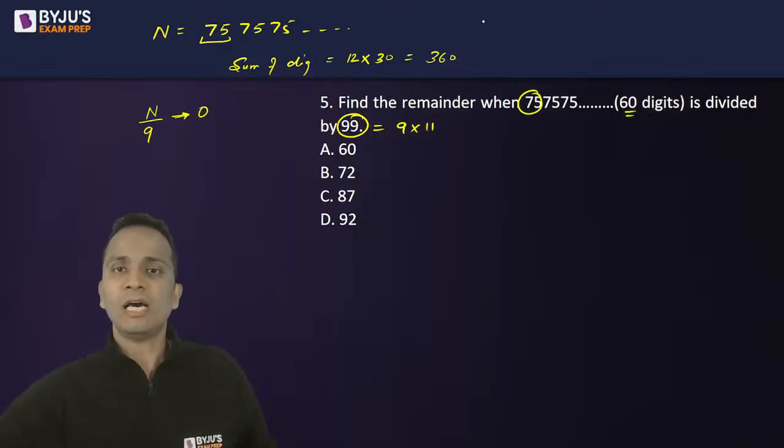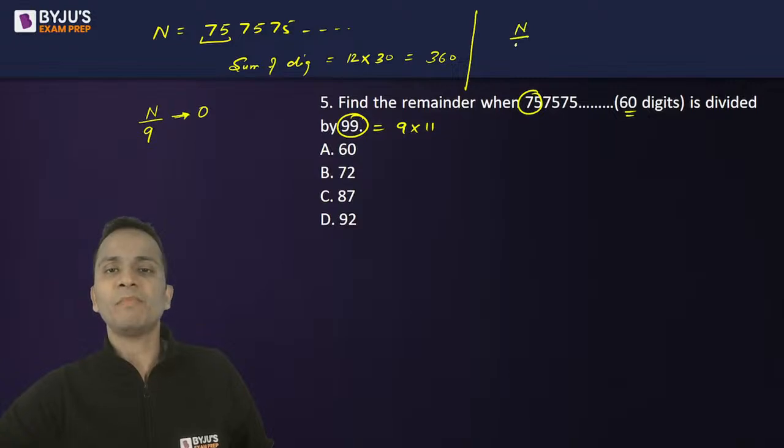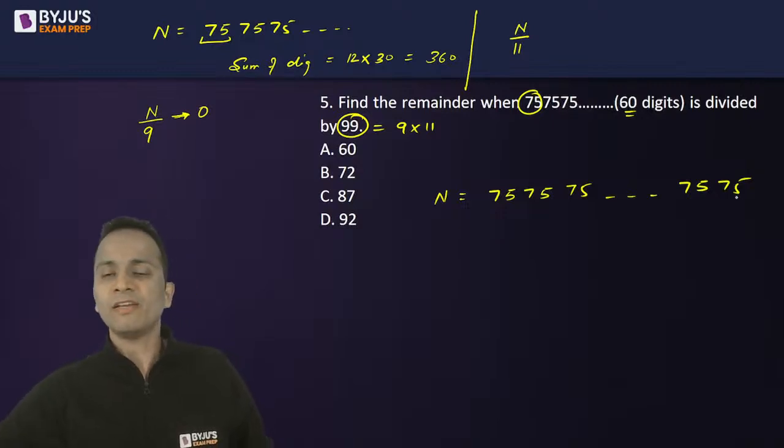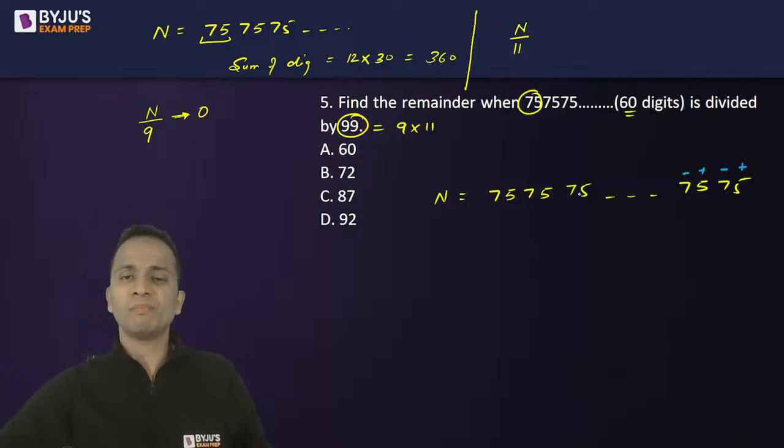Okay. Now secondly, when the number is divided by 11, what will be the remainder? Let me write the number: 75775 and so on, 7575, a 60 digit number. Now the rule of 11 is, starting from the right hand side, we put a plus sign, then minus, plus, minus, and so on, and we simplify.